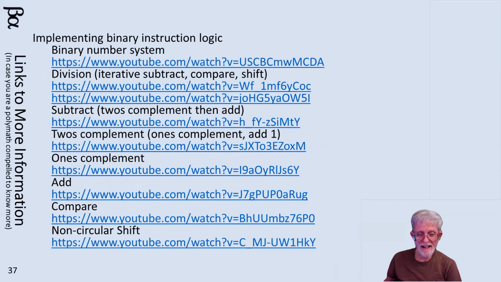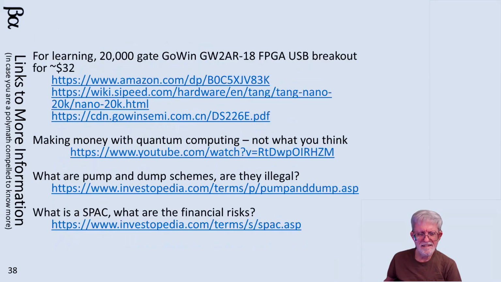And then if you really want to get into the instruction logic of a computer, what is a division instruction? What is a subtract instruction? How do you do a non-circular shift instruction? And then the financial folks thinking that quantum computers are just a pump and dump, or you're going to find a lot of failing SPAC go-public mergers.